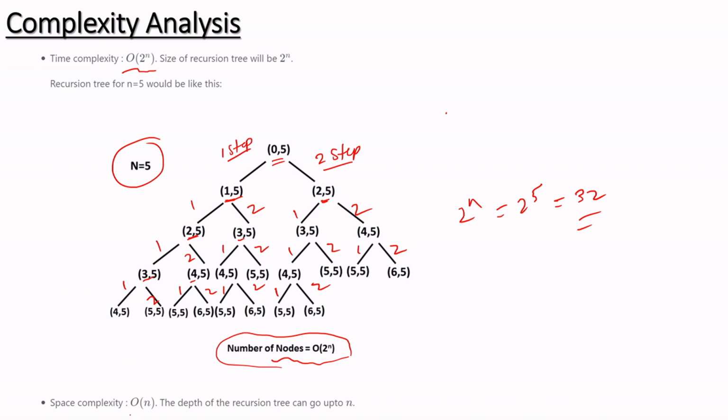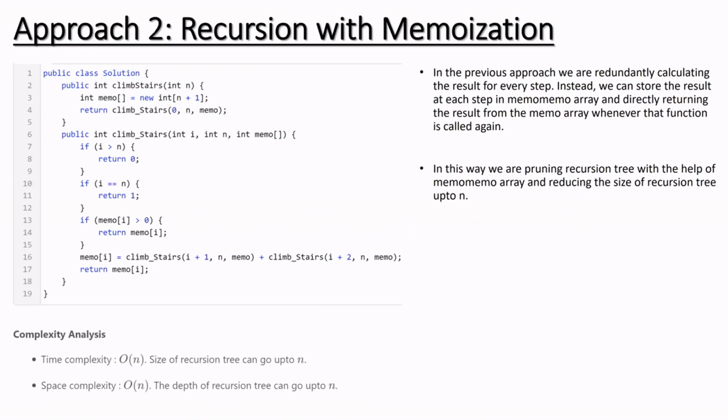But space remains the same, because we have to move till depth n. We are not moving beyond n equal to 5. As you can see, in all steps n remains a maximum of 5, and so the depth of the recursion tree can go up to a maximum of 5, and so the space complexity will remain O of n. So this was our brute force.